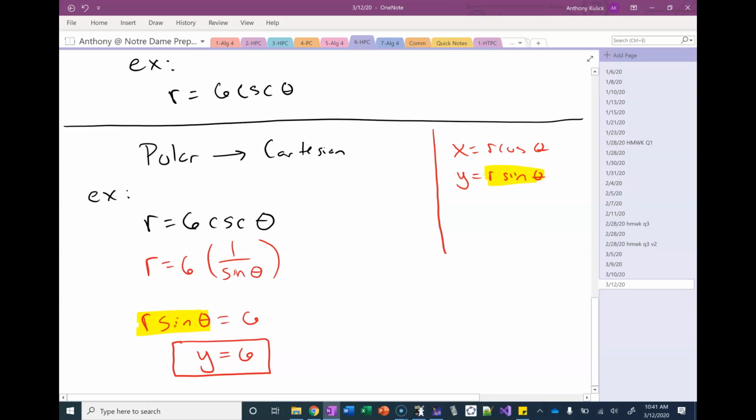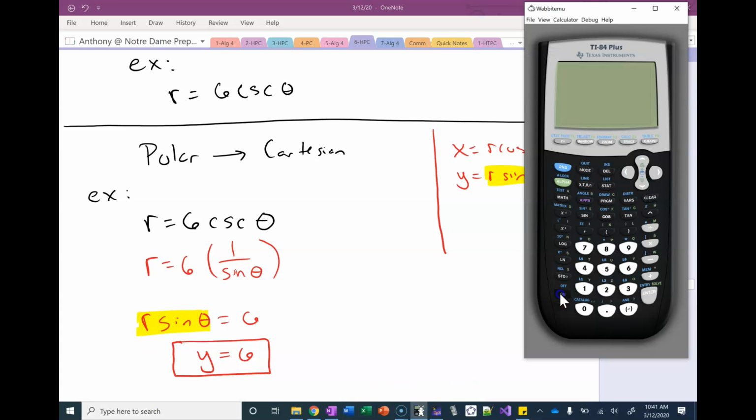So if I graph the polar equation, r is equal to 6 cosecant theta, what would I expect the graph to look like? Just a straight horizontal line, right? Let's graph that quickly and confirm that that is indeed what we get. So I'm going to take my calculator. I'm going to make sure that I'm in radian mode and polar form.